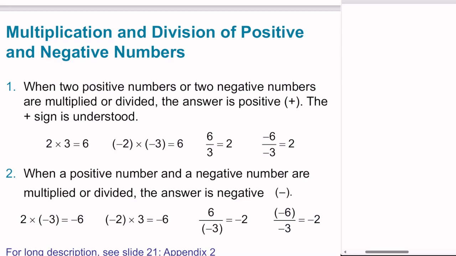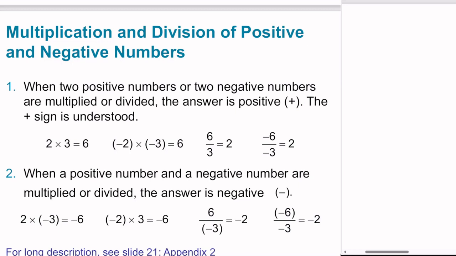You should be familiar with the rules of positive and negative numbers, but we'll go ahead and review the multiplication and division rules right now. When two positive numbers or two negative numbers are multiplied or divided, the answer is positive. The sign plus is understood if it's not included. For example, positive 2 times positive 3 is positive 6. When you have two negative numbers multiplied together, it ends up being positive for the answer. Negative 2 times negative 3 is positive 6.